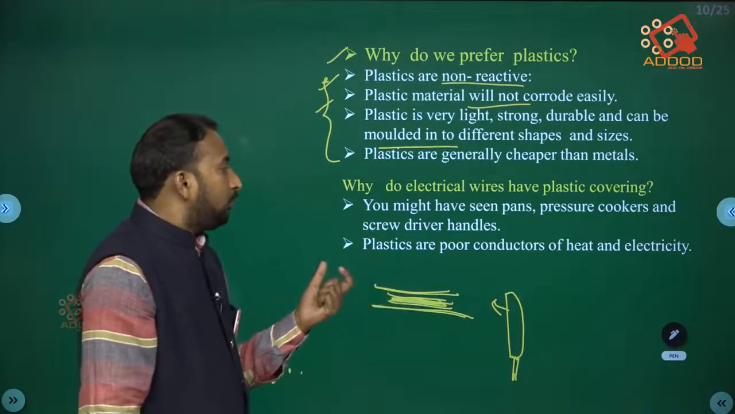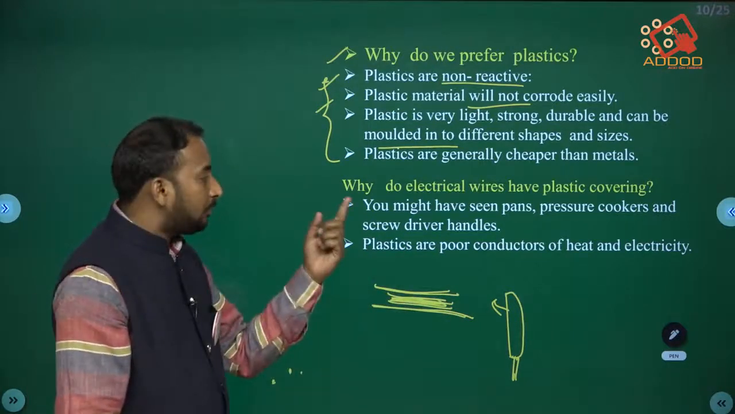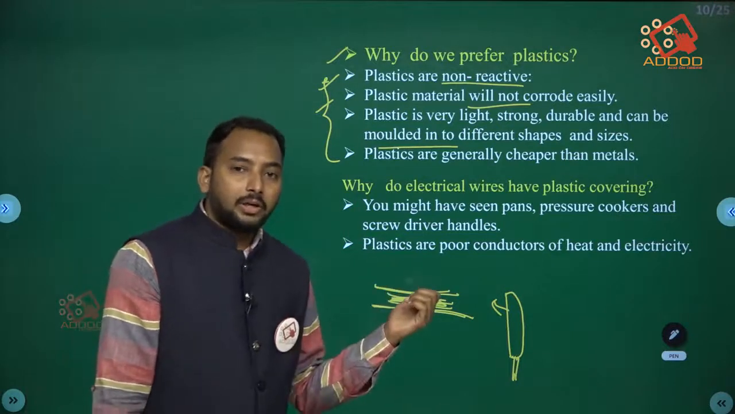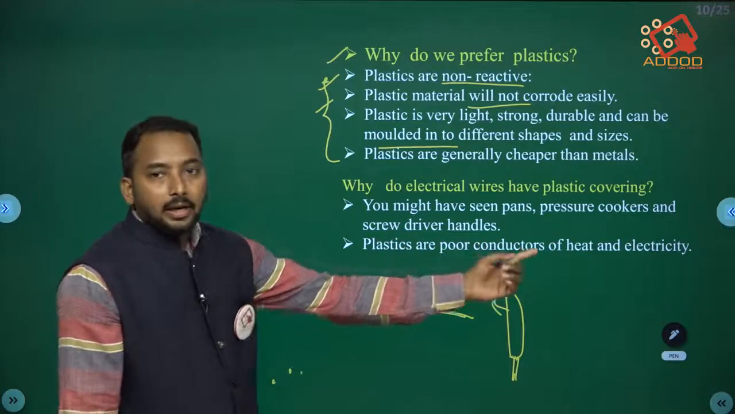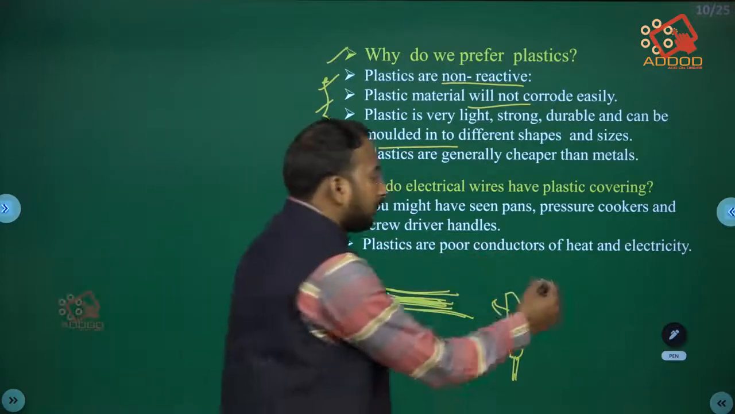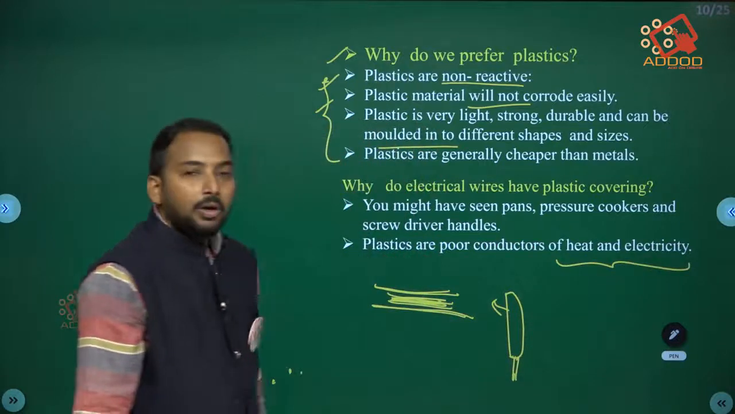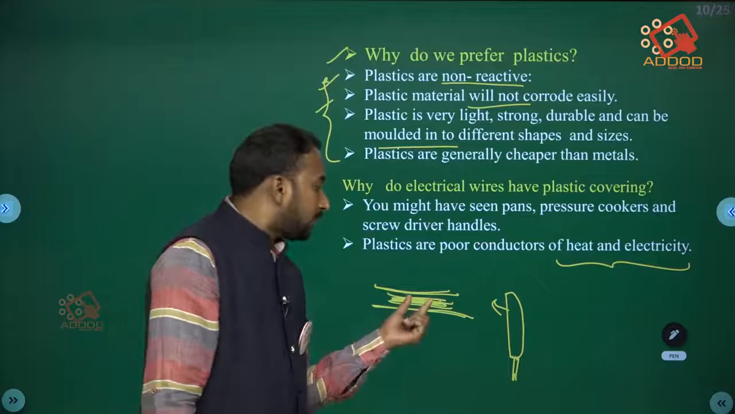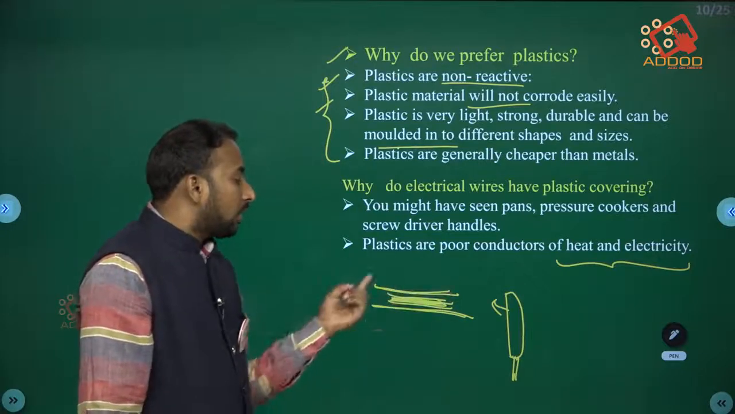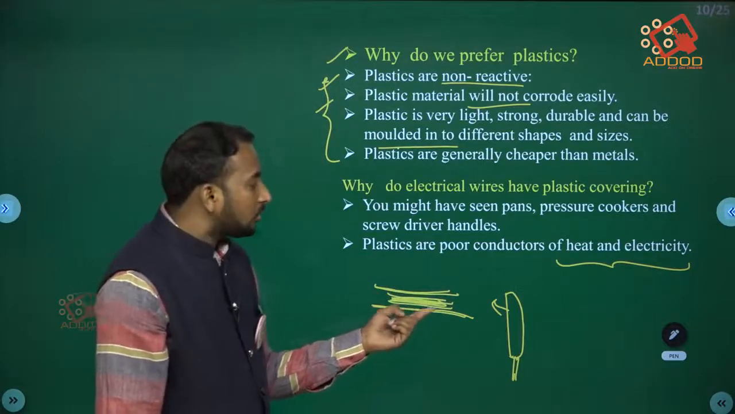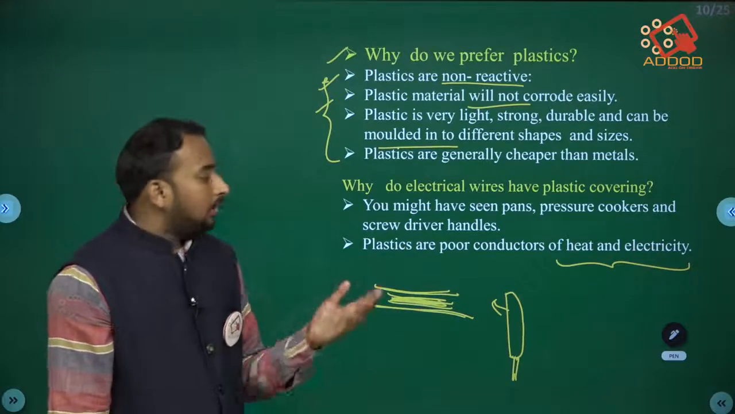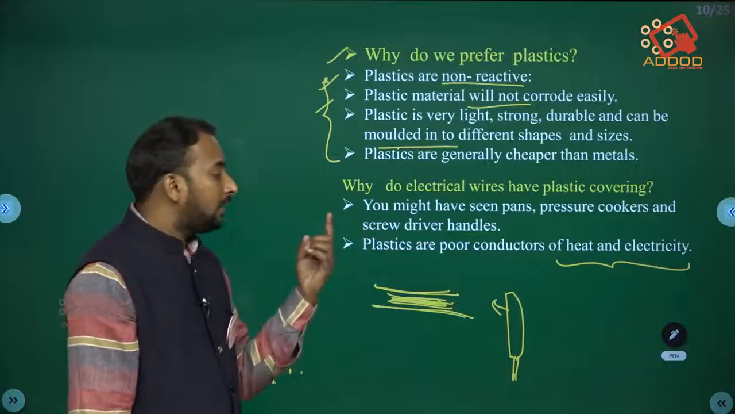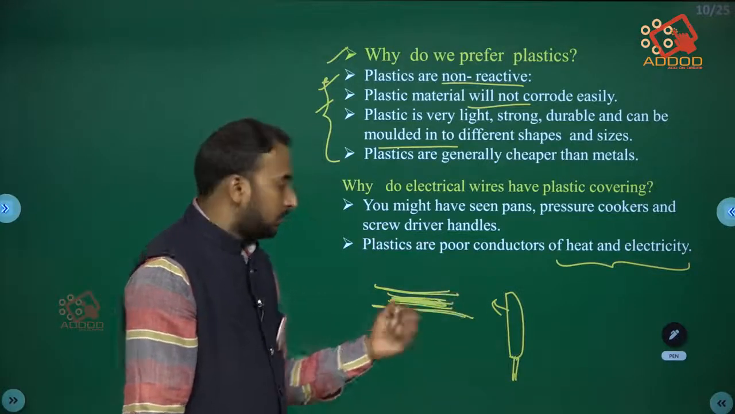Why is plastic covering preferable for electrical wires? Plastics are poor conductors of heat and electricity. This is the main reason. That's why copper wires are covered with plastic, and utensils like pressure cookers, pans and screwdrivers have handles made of plastic.